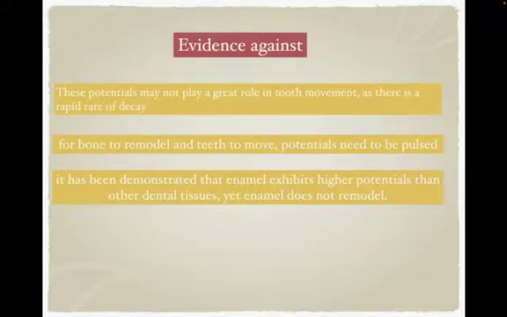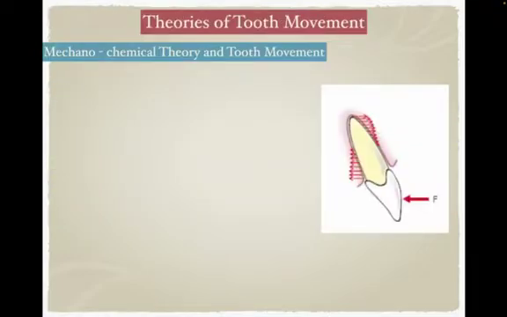And also, if you look at the ions, we have the enamel, which is harder than bone, and it has more ions than bone. But still, the enamel structure does not remodel. So this theory cannot be 100% correct.